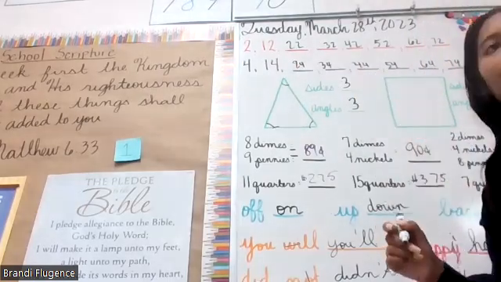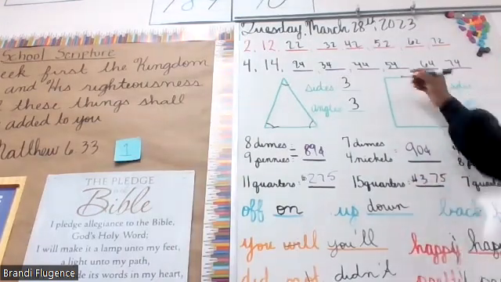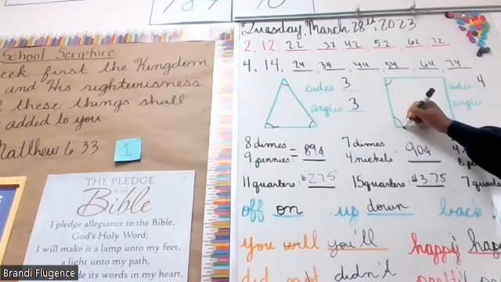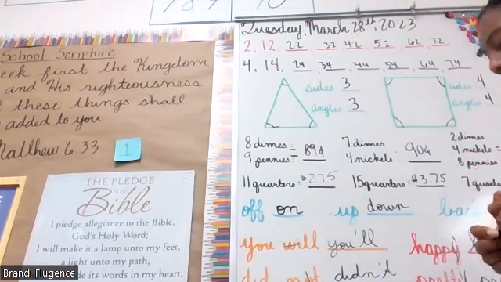A square, how many sides and angles does a square have? 4. We have 4 sides, meaning 4 lines it takes to make the shape, and then 4 angles. 1, 2, 3, 4. All right, awesome.